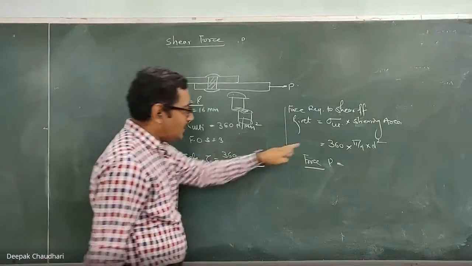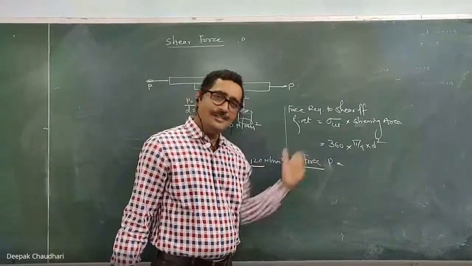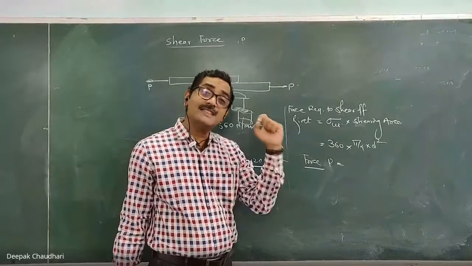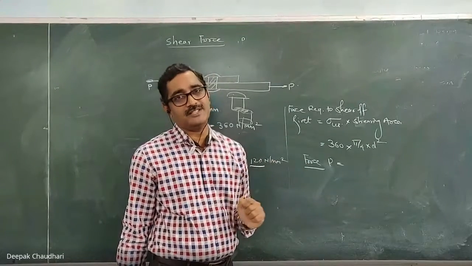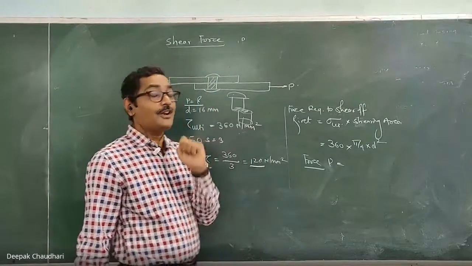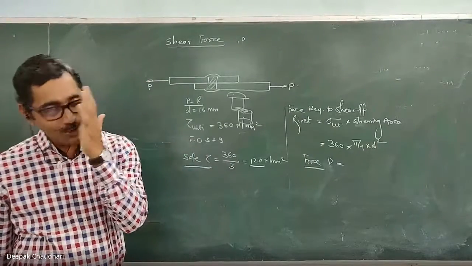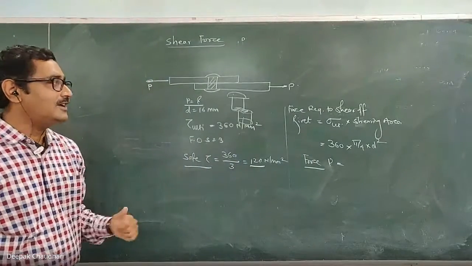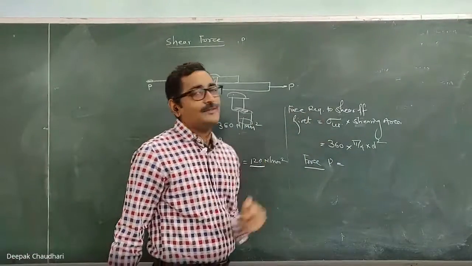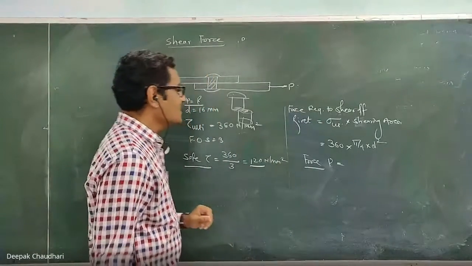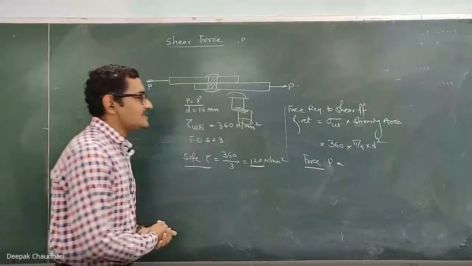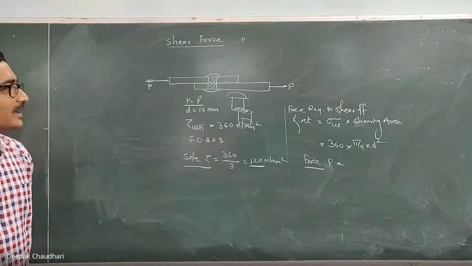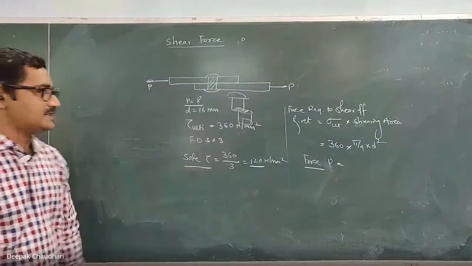If I use 120, you will get one value of the force P, but that will be the safe force P. That won't be the force P required to shear off the rivet. Understood? So read the question carefully. What you have to find out, read carefully, and accordingly use the value of the stress. Diameter is given as 16 millimeters. Substitute that and get the answer of the force P. This is the force P required to shear off the rivet.